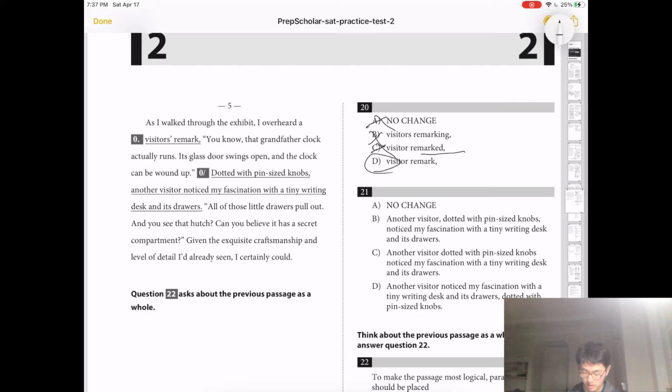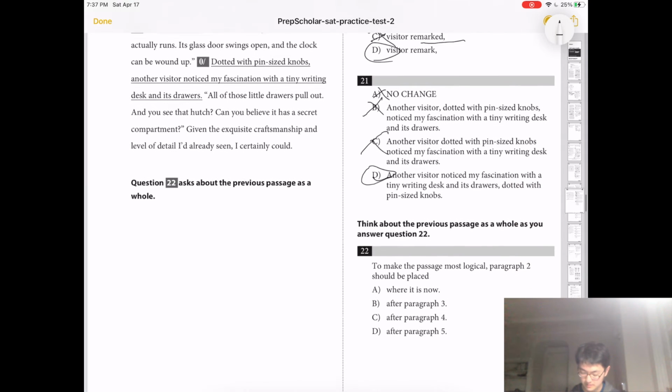"You know, the grandfather clock actually runs. Its glass door swings open. And the clocks can be wound up." Dotted with pin-sized knobs. Okay, it's not A because the other visitor isn't dotted with pin-sized knobs. So it's not B either. It's not C either. These visitors aren't dotted with pin-sized knobs. I'm trying to say the desks and the drawers are dotted with pin-sized knobs. So the answer would be B.